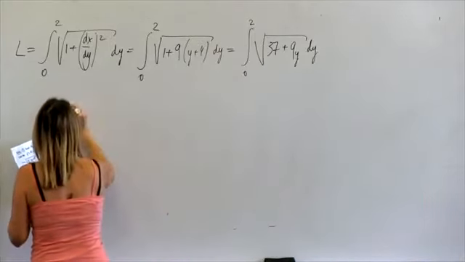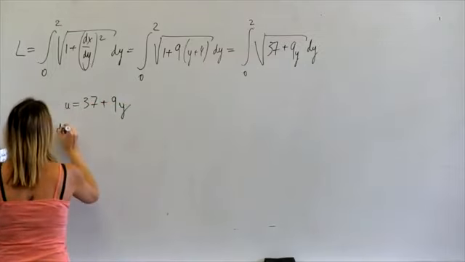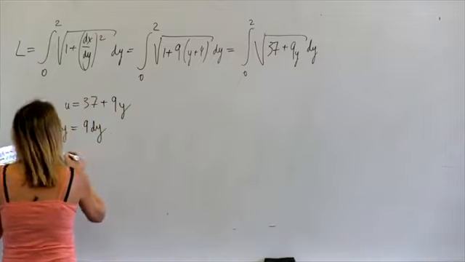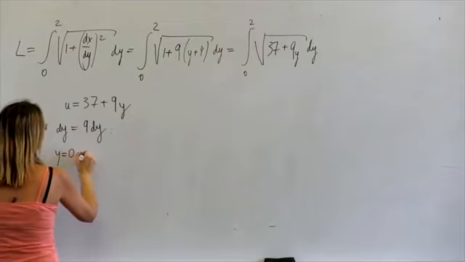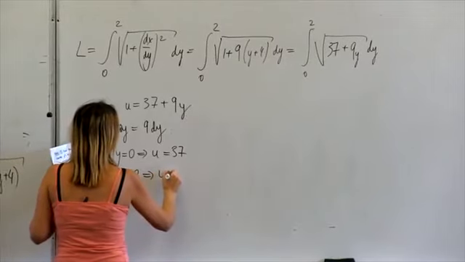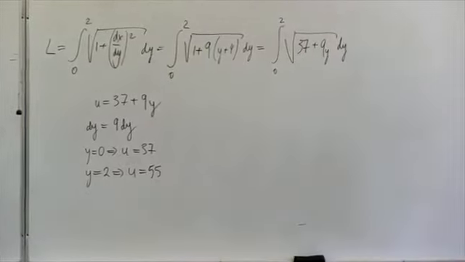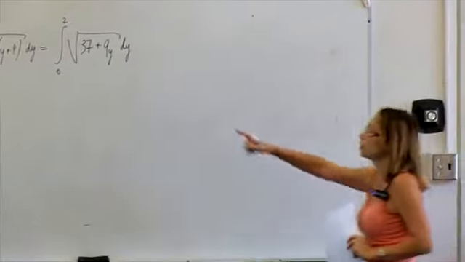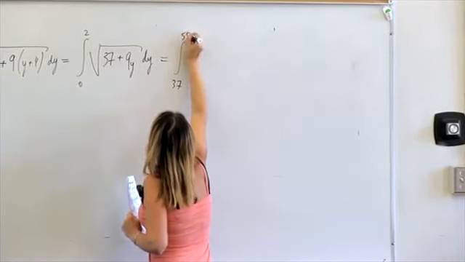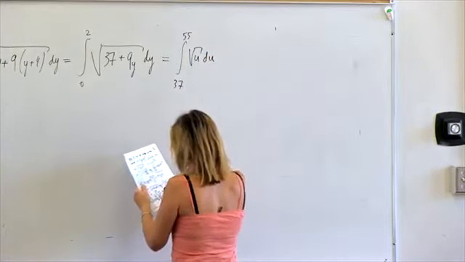What's the substitution? We say u is that whole thing, 37 plus 9y. du is 9 dy. Okay? And when y is 0, u is 37. When y is 2, u is 55. I have to change the limits of integration, right? So these are all the steps with substitution. Any questions? So go from 37 to 55, square root of u du, and I have to divide by 9.